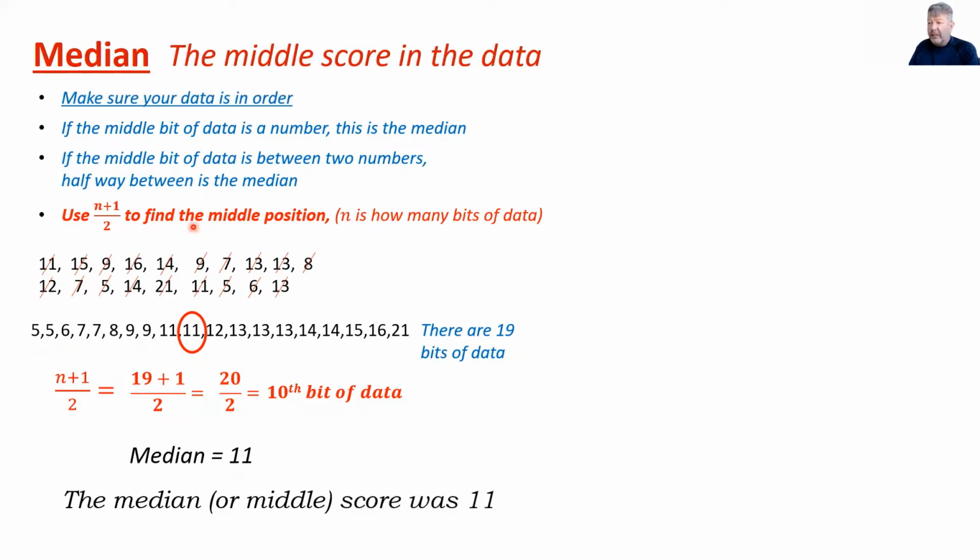Just going on this again. The (n + 1) / 2 gives you the middle position. Okay. So down here, it's a really good idea to write the 10th bit of data. Don't write 10. Often you'll see people write 10 and say the median is 10. That's not right. It's the 10th bit of data where the median is. So you go through and count to where the median is and give that answer.